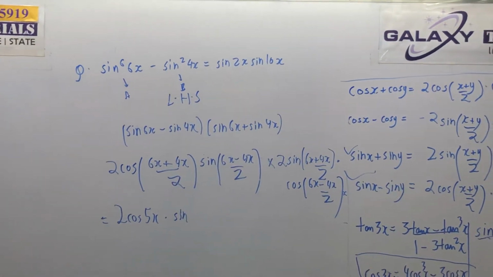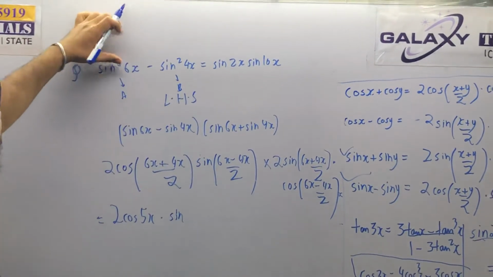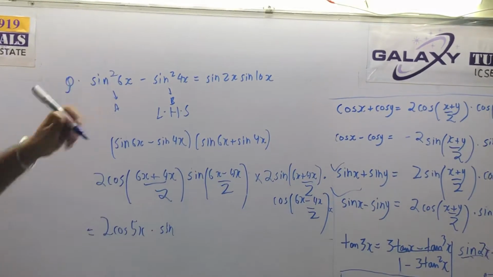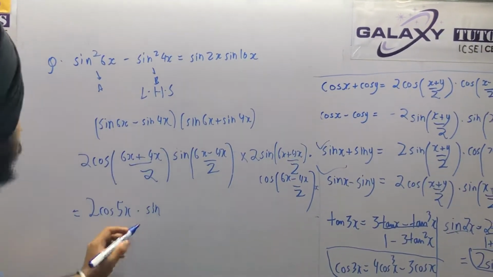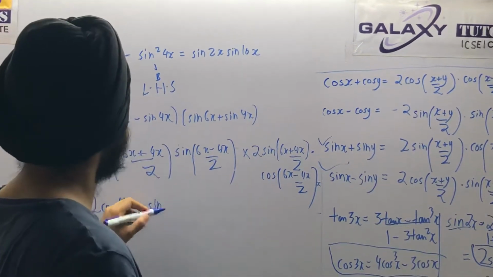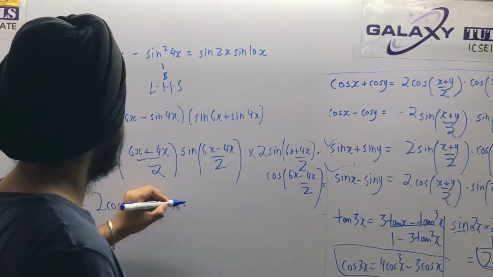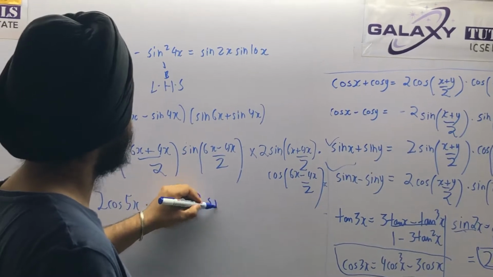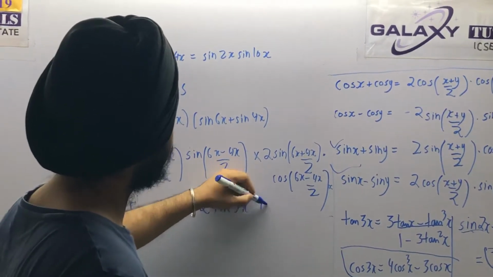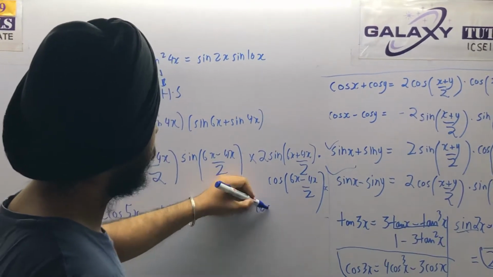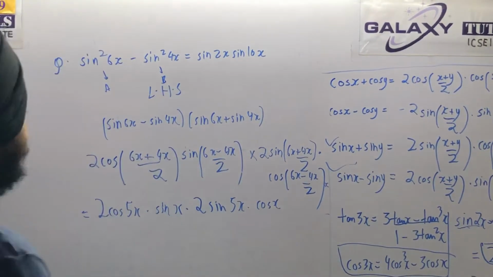Okay. So yeah, there is a mistake. I forgot to write this: it is sine square, not sine h to the power 6x. Sine square 6x minus sine square 4x. So this is sine 4x minus 6x minus 4x by 2, that is sine x into 2 sine 6x plus 4x by 2 is sine 5x into cos 6x minus 4x upon 2 is x. Okay.